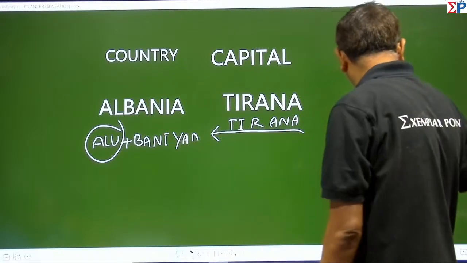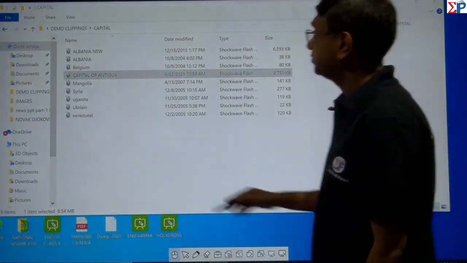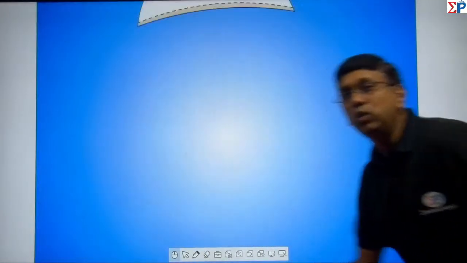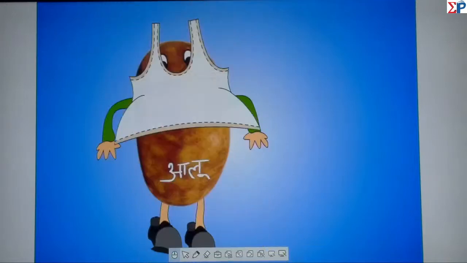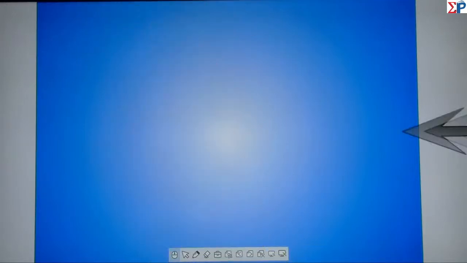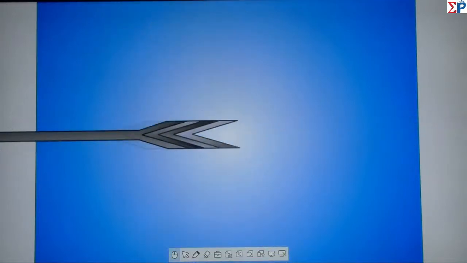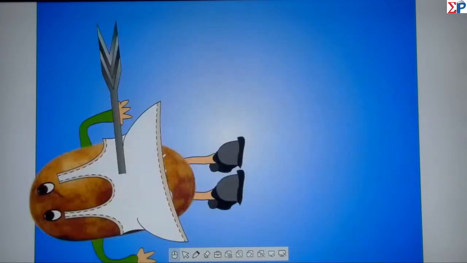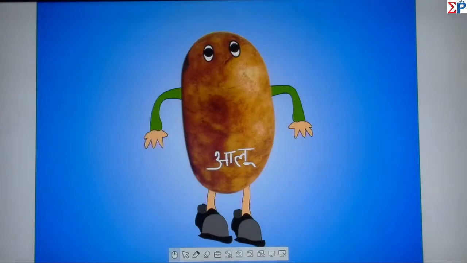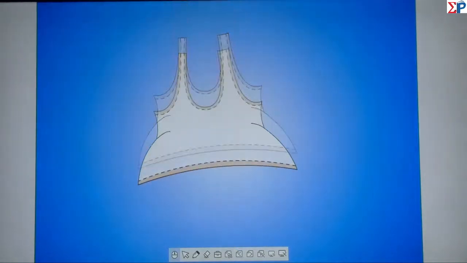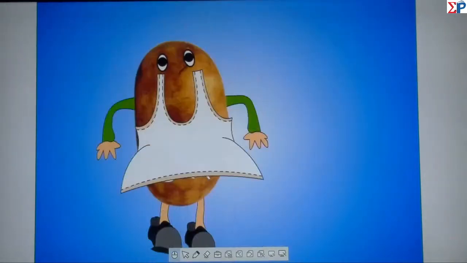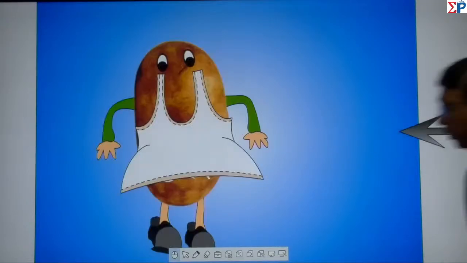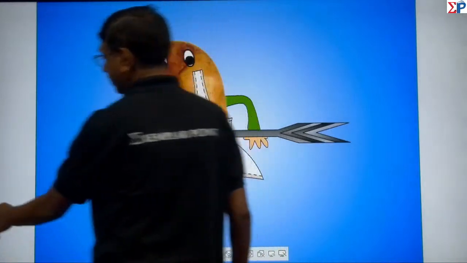So let us see how we will remember it. So this is aloo, and this is the baniyan, and see, tir ana. So tir ana will remind you of which place, children? Tir ana will remind you of Tirana.